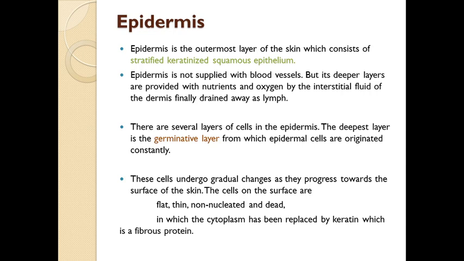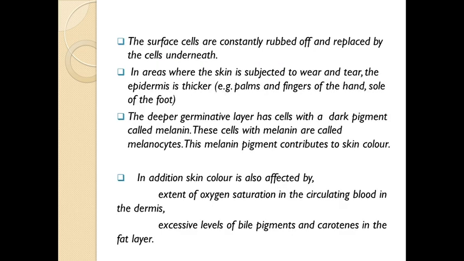The deepest layer is the germinative layer from which epidermal cells originate constantly. By cell division or mitosis, the germinative layer produces new layers of cells. These cells undergo gradual changes as they progress towards the surface of the skin. The cells on the surface are relatively flat, thin, non-nucleated and dead. And the cytoplasm has been replaced by keratin, which is a fibrous protein. So all these are basic characteristics of a stratified keratinized squamous epithelium. Surface cells are constantly rubbed off and replaced by the cells underneath.